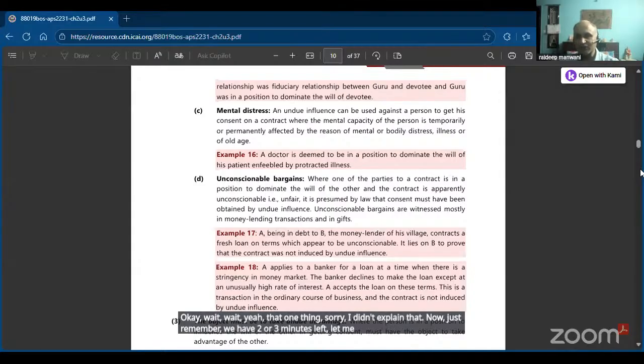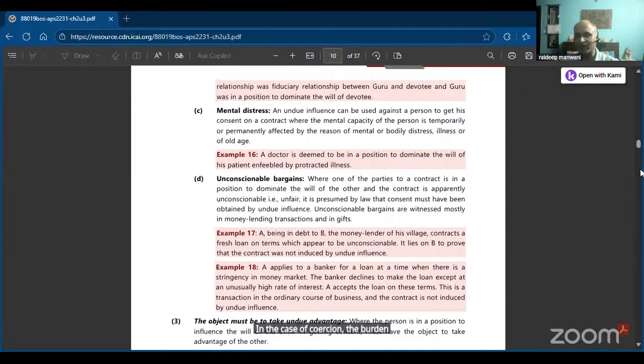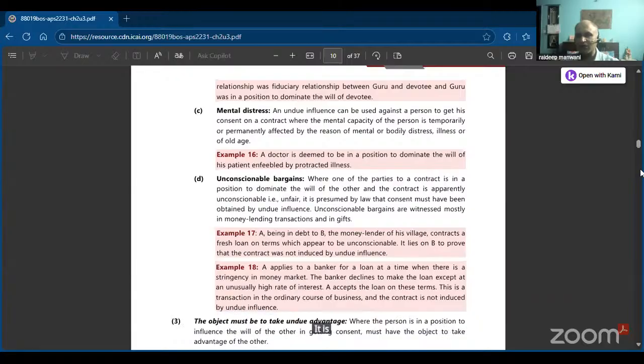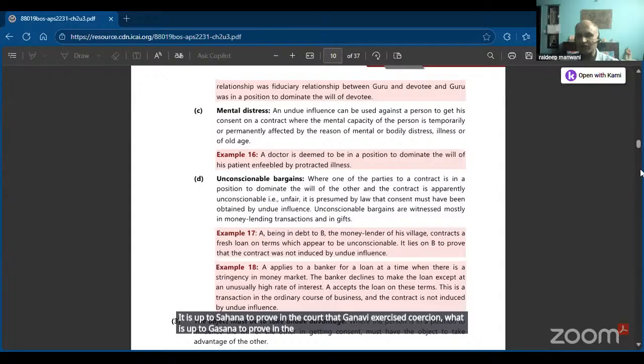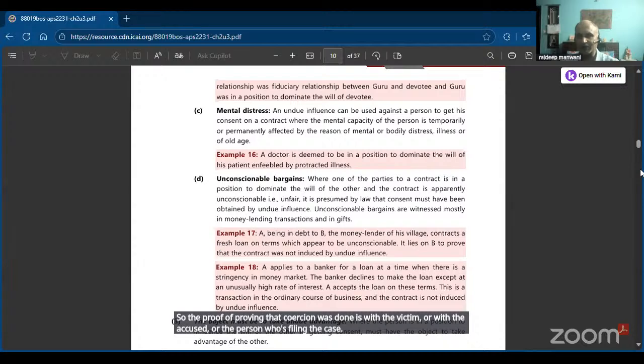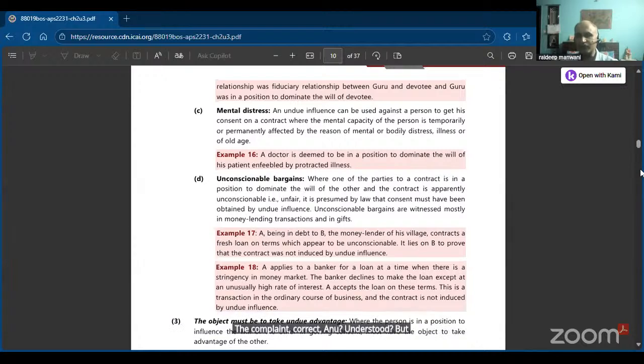In the case of coercion, listen to this carefully, the burden of proof lies with the aggrieved party. That means, suppose Ganavi has put a knife on Sahana's neck and made her sell her golden pen. It is up to Sahana to prove in court that Ganavi exercised coercion. She has to take a video recording or show something circumstantial. So the burden of proving that coercion was done lies with the victim, the person filing the case, the complainant. Correct or no? Understood? But in undue influence, it's the other way around.